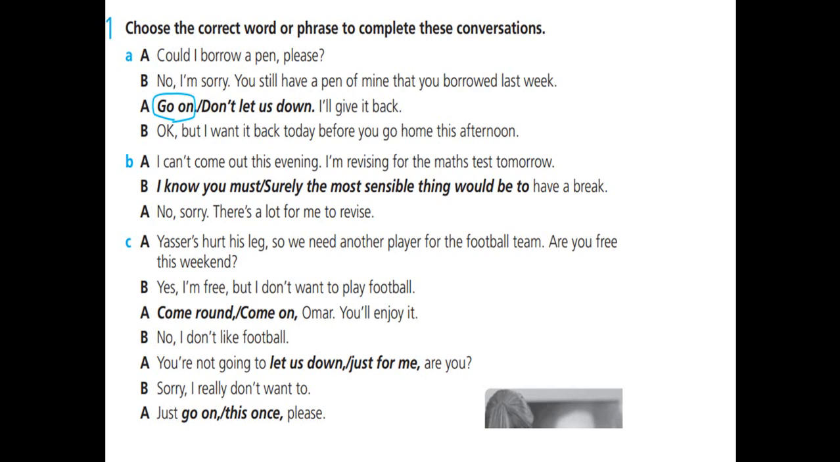A. I can't come out this evening. I'm revising for the math test tomorrow. B. I know you must, or surely the most sensible thing would be to have a break. I think it is the second one.